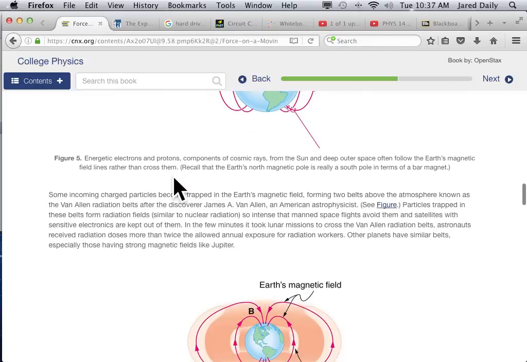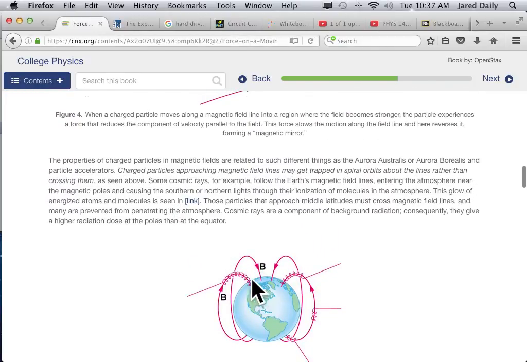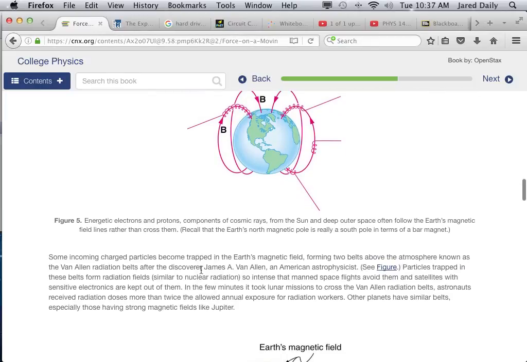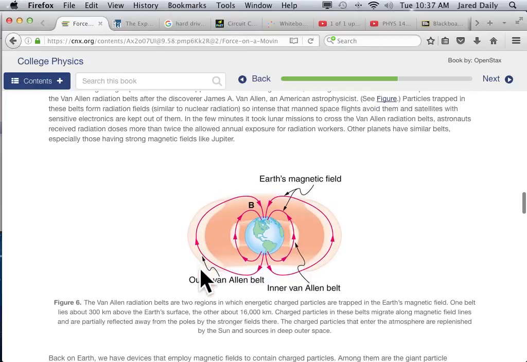And you can see that it goes right through Alaska. Alaska, you can see it really well. Greenland, you can see it really well. It goes right through Alaska, northern Canada, and Greenland.